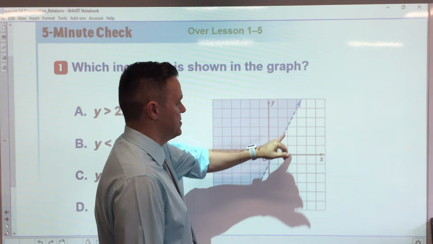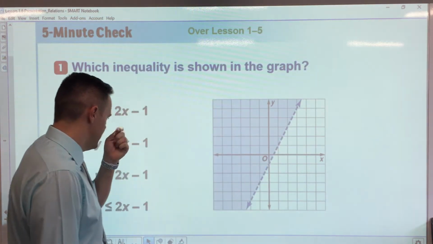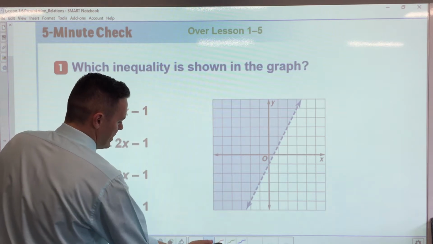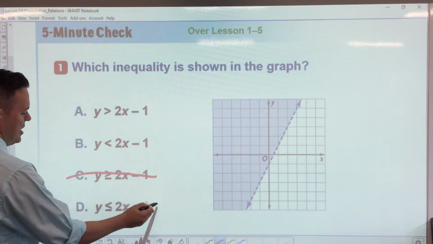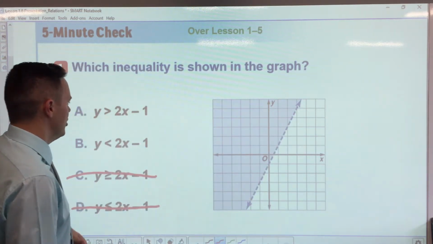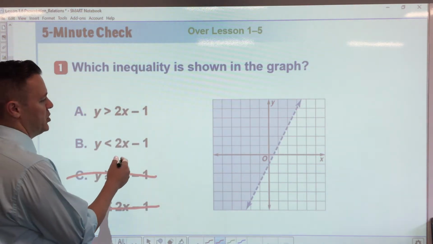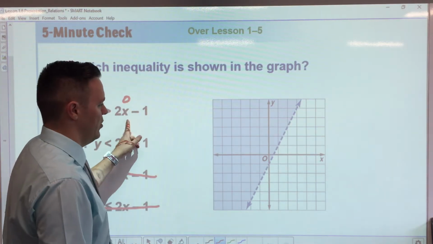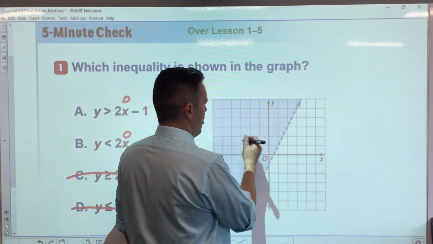We haven't really talked about this, but a dotted line in this sequence represents that it is not equal to. What that means is that it cannot be these, because this line would be a solid line if it's equal to. And so the best way to solve this would actually be to put 0 in for x.